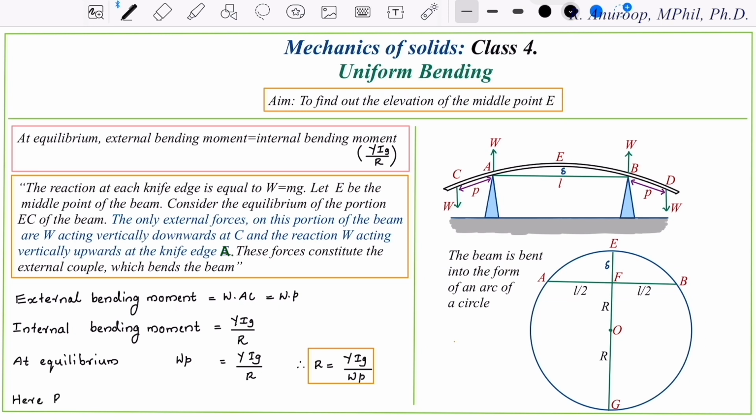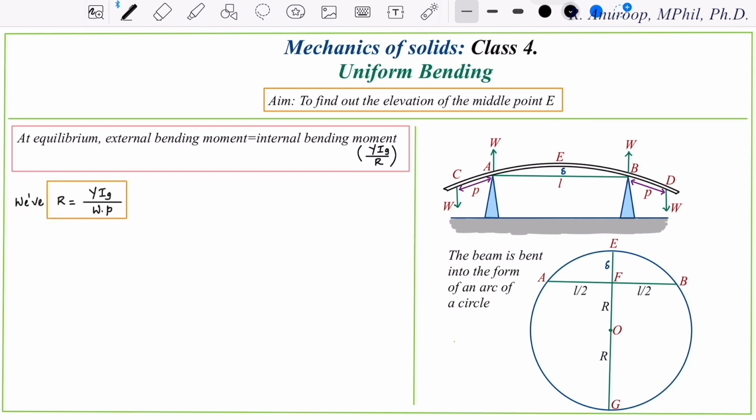Now, for a given beam, the Young's modulus is constant. If breadth and depth are constant, then the geometric moment of inertia is constant. Suppose you are applying a constant weight W at a constant distance p, then we have a constant radius of curvature. That is, in uniform bending, the radius of curvature is a constant. So we can say that the bending is uniform. So we have the expression R is equal to YIg divided by Wp.